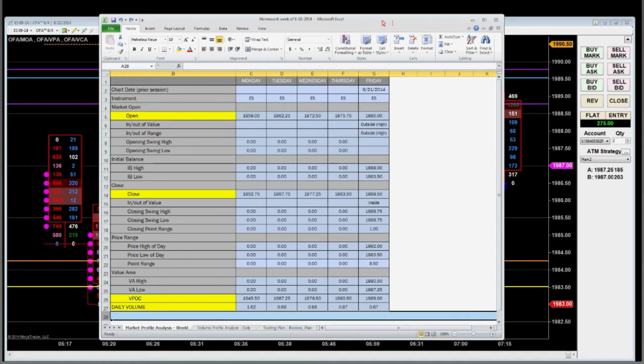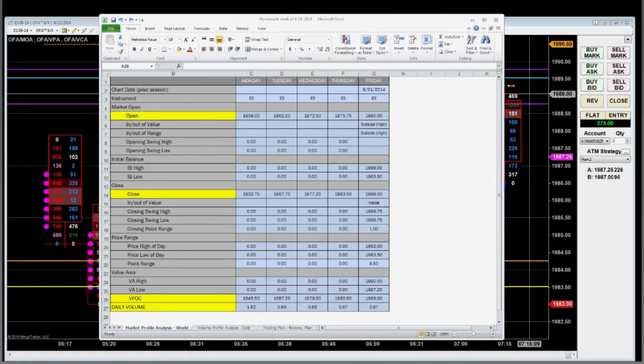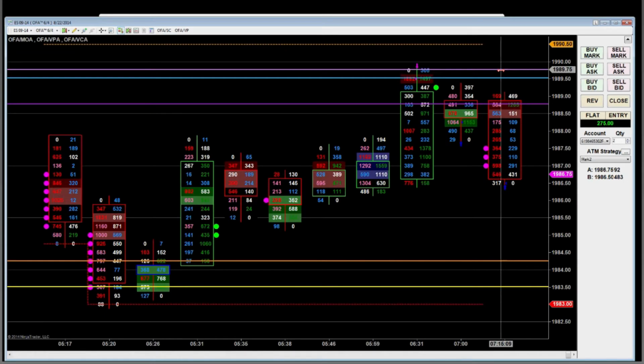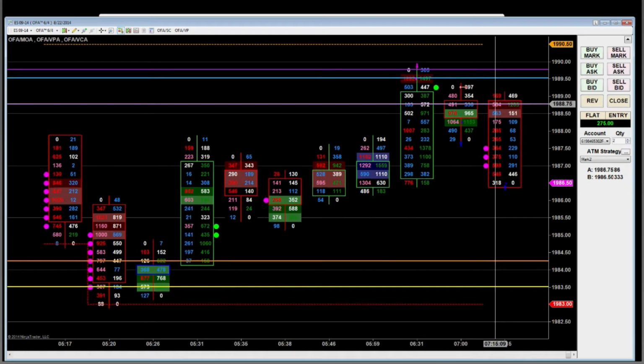That's why I took that short, right off of yesterday's closing swing. Just real quickly here. Well, there's nothing quick when it comes to my Ninja charts today, so bear with me. Closing swing high was 1989.75. Closing swing low was 1988.75. So that's why I took that short.